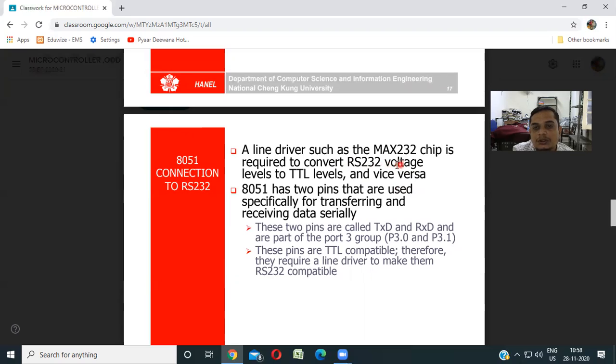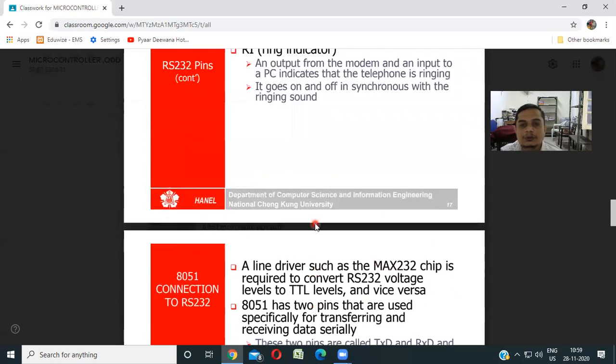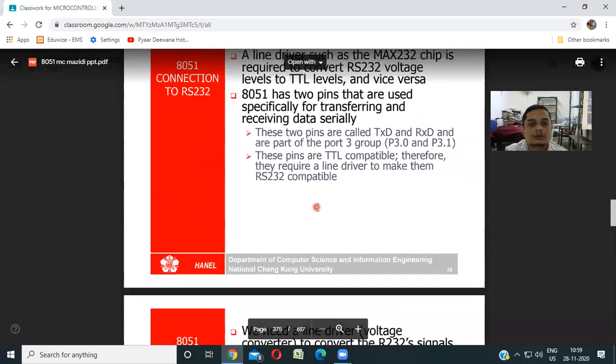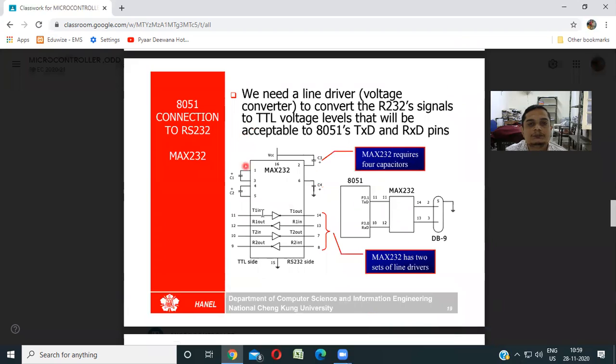So these are the voltages, -3 to -25 and +3 to +25. These are the voltages generated in RS232, and the TTL levels are 1s and 0s. These two have to be compatible. To make RS232 and TTL levels compatible, we require this MAX 232. Here you can see the voltage.